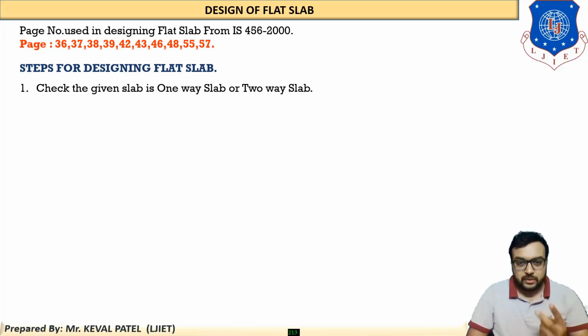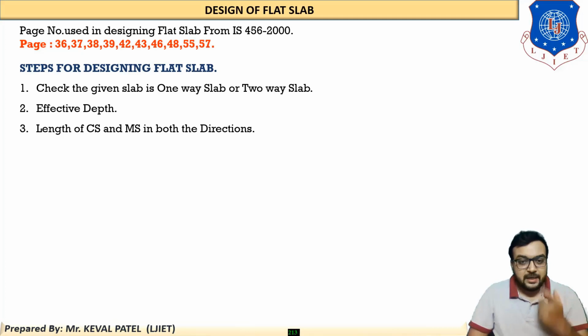Now step number 2 is to find out the effective depth, which is already calculated in our G+3 RC building. The third step is the length of CS. CS means column strip and MS means middle strip, in both directions, meaning in LY and LX. This third step is a very important step because we have to calculate the lengths of column strip and middle strip, which are used throughout the example. So this is our step number 3.